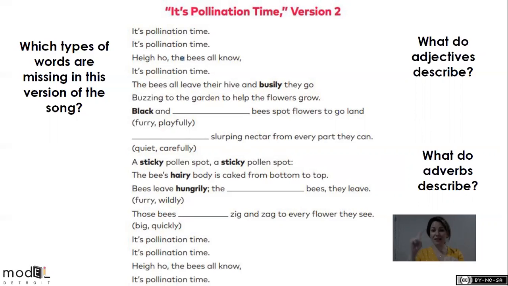A sticky pollen spot, a sticky pollen spot. The bee's hairy body is caked from bottom to top. The bees leave hungrily. The furry or wildly? The wildly bees they leave. Those bees big or quickly? Quickly zig and zag to every flower they see. It's pollination time. Hi ho, the bees all know it's pollination time. Nice job, friends.